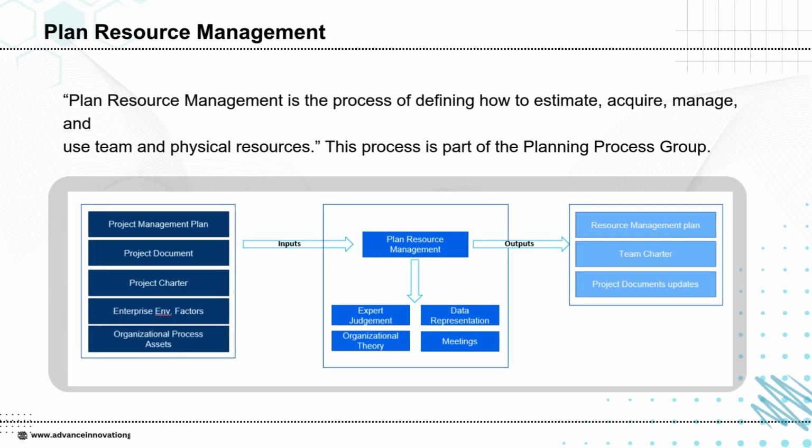Plan resource management is the process of defining how to estimate, acquire, manage, and use both team and physical resources throughout the project life cycle. This process ensures that all necessary resources are identified in advance, properly planned for, and utilized efficiently to avoid delays or shortages. By establishing a clear approach to resource management, project managers can allocate the right resources to the right tasks, monitor their usage, and make adjustments as needed.